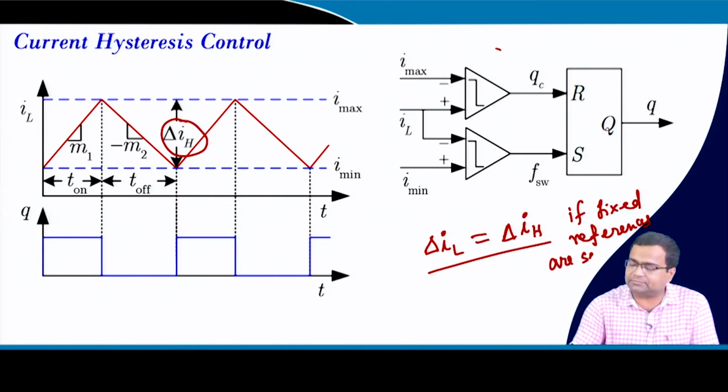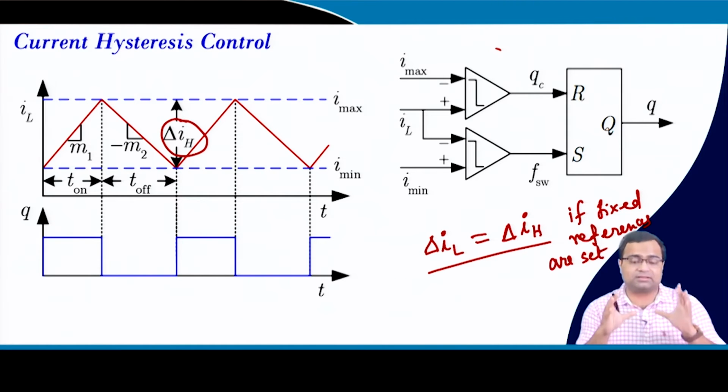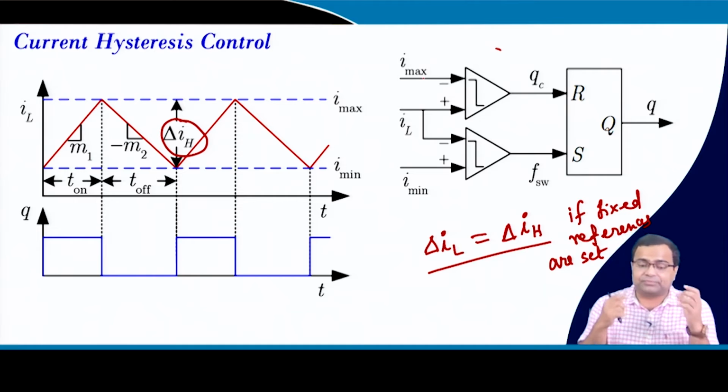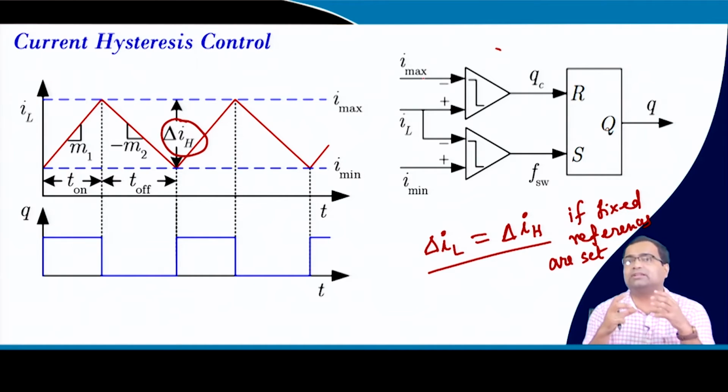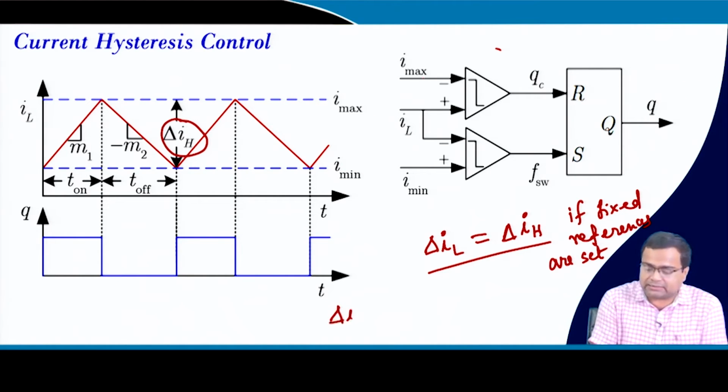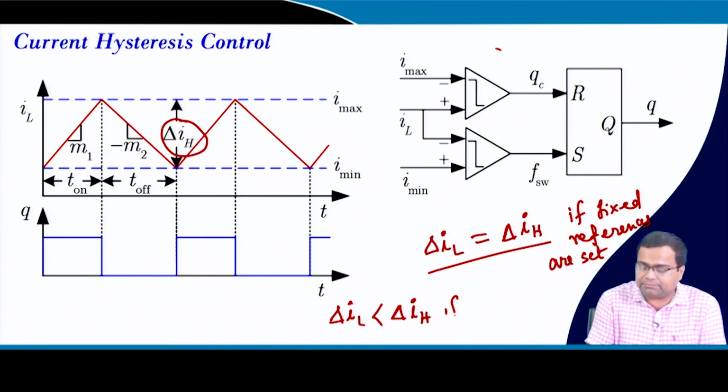But if the loop is closed, that means if one of the references is coming from the outer loop and then you add or subtract the hysteresis band, in that case you will find the actual hysteresis band and the actual inductor current will be different. In fact, the current ripple will be smaller than delta IH if the outer loop is closed.